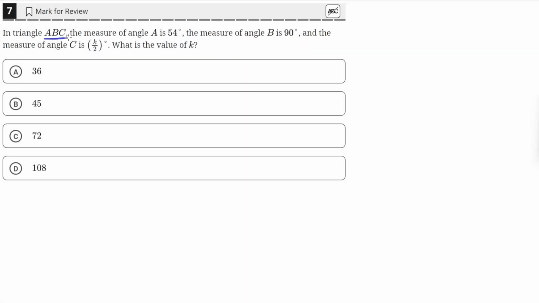In triangle ABC, the measure of angle A is 54 degrees, the measure of angle B is 90 degrees, and the measure of angle C is k over 2 degrees. What is the value of k?